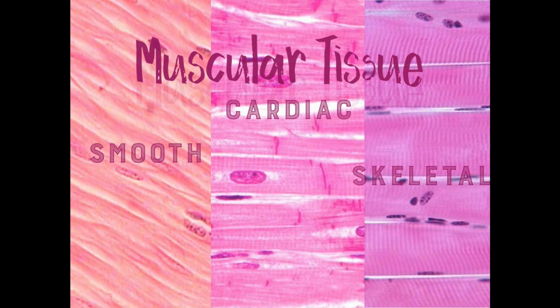Okay, well, that does it for our muscular tissue. Again, you have smooth, cardiac, and skeletal. Do take the time to make sure that you can differentiate them by the different locations and the features, because, as I mentioned, it's completely fair game in quizzes and tests.